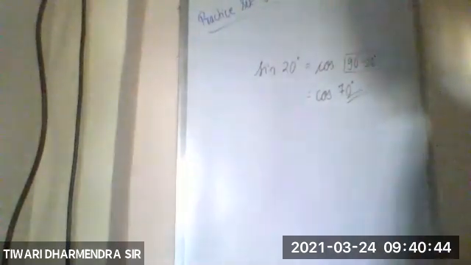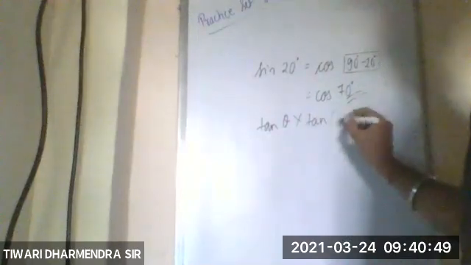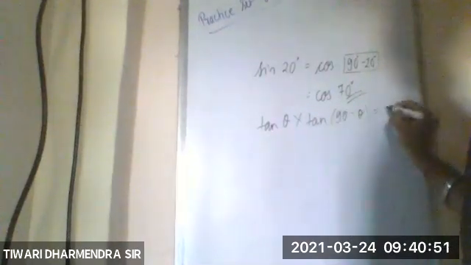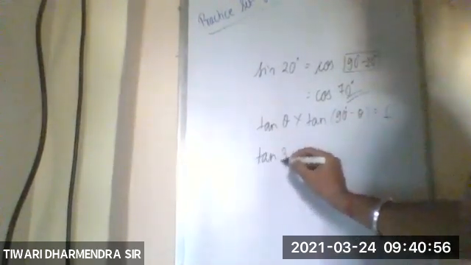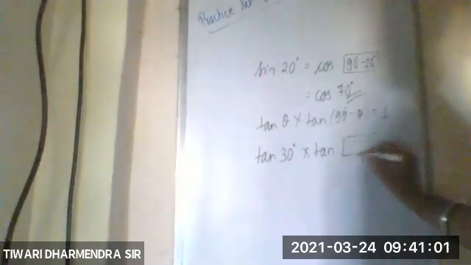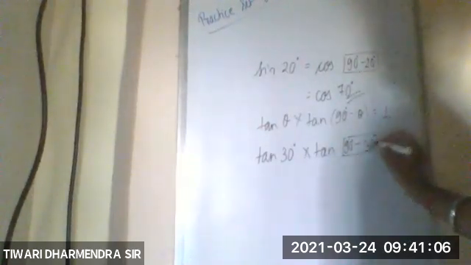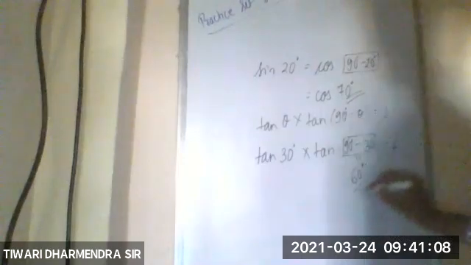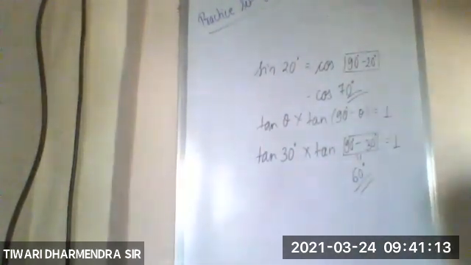Very simple. Similarly, we know that tan theta into tan of 90 minus theta is equal to what? 1. So if we have tan of 30 degree, then tan of what is equal to 1? Just do 90 minus 30. Answer is 60 degree. And so on. These are the basic problems. Just work on that and you will be able to execute the whole chapter of trigonometry.